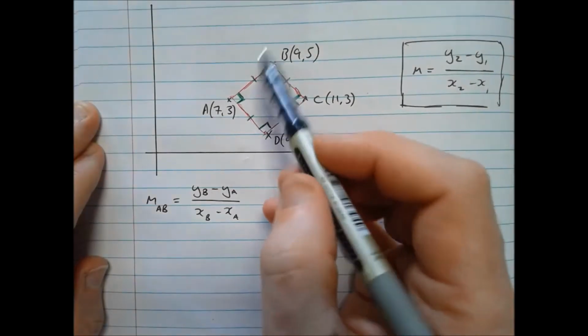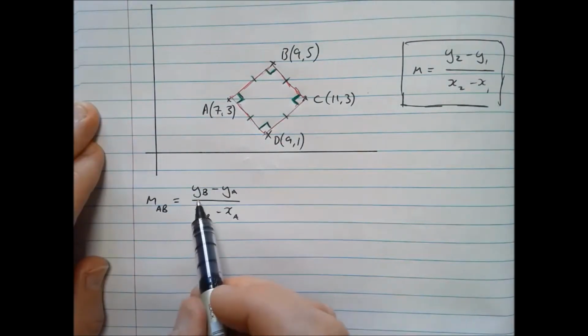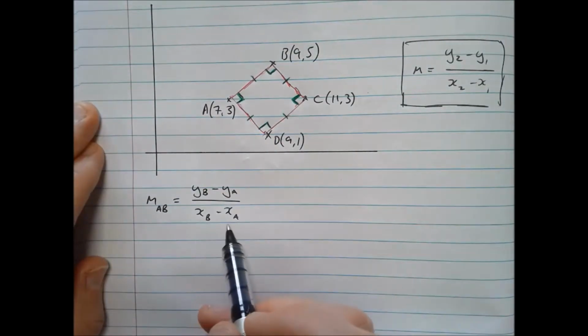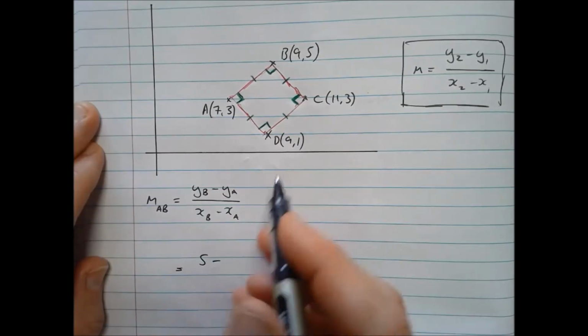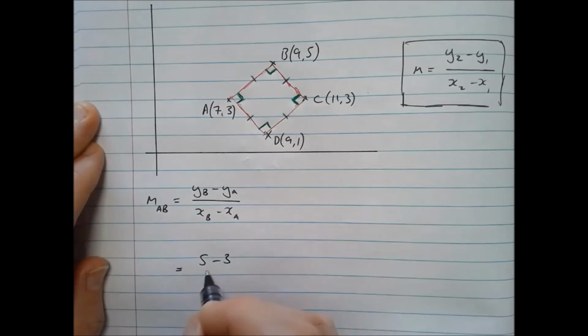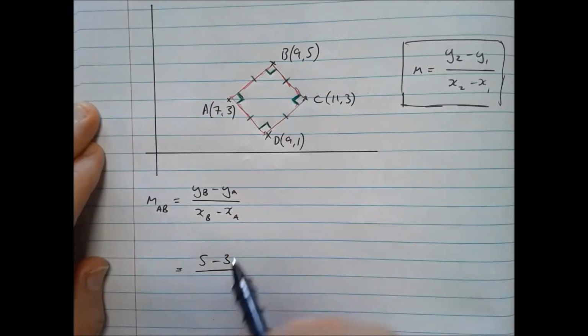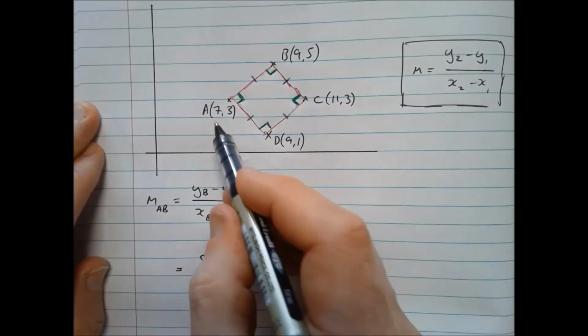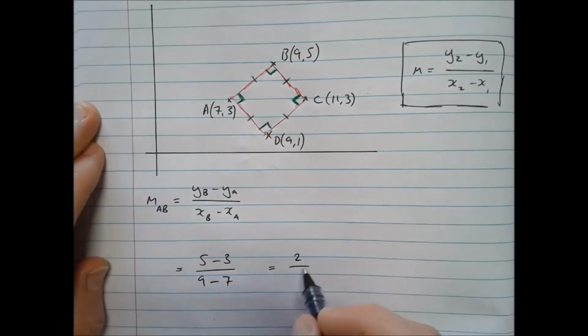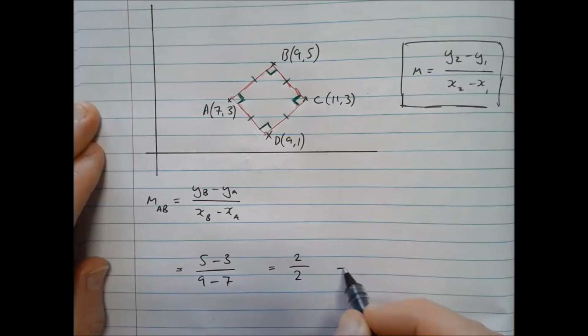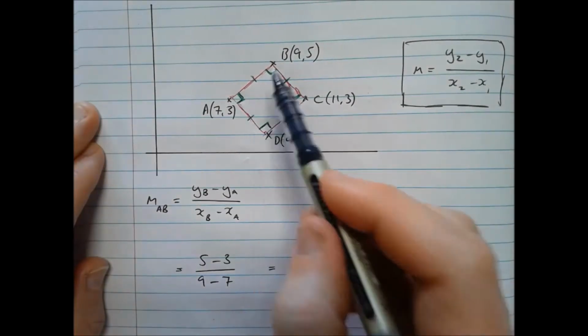So for example, to get the gradient between A and B, we're going to do yB minus yA over xB minus xA. So yB is 5, yA is 3, xB is 9, and xA is 7. So we get 5 minus 3, which is 2, over 9 minus 7, which is also 2. 2 over 2 is 1. So the gradient of AB is 1.